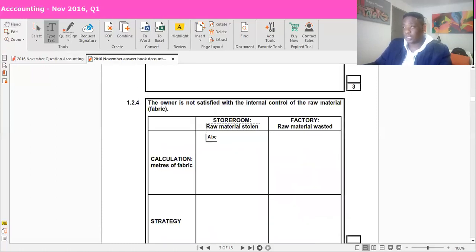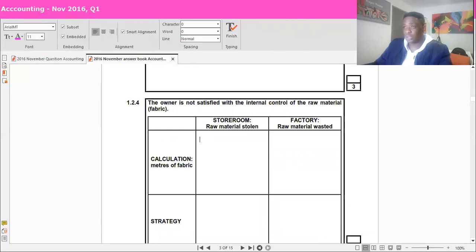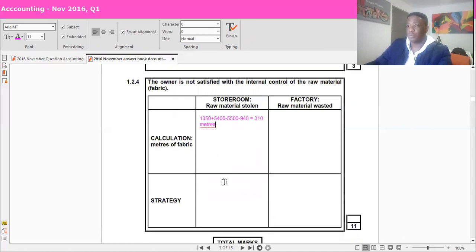So to calculate the first one, we just need to say 1,350 plus 5,400. Then we say minus 5,500 because it was released to the factory, and then minus 940, and then the answer there is 310 meters. 310 meters that are missing. And then the second question, before we move into the strategy, let's just answer the second question.